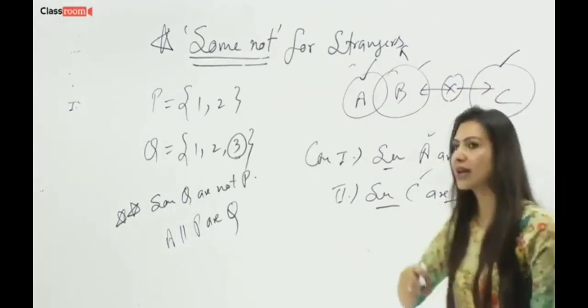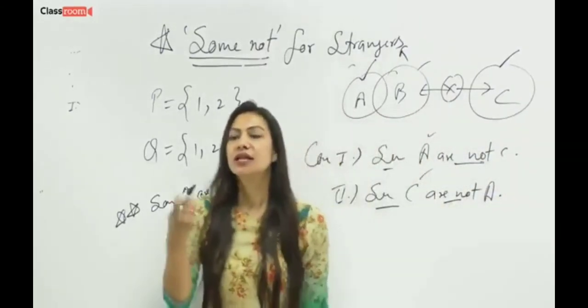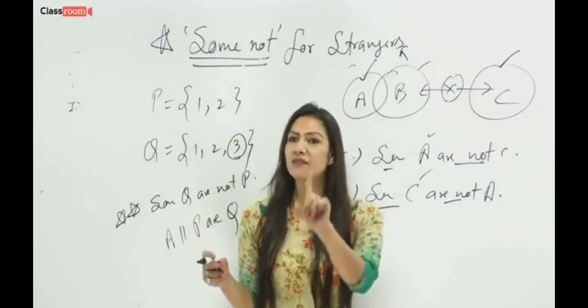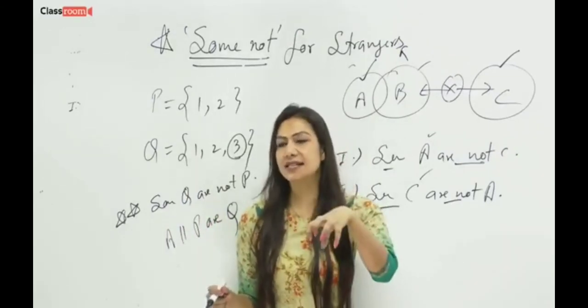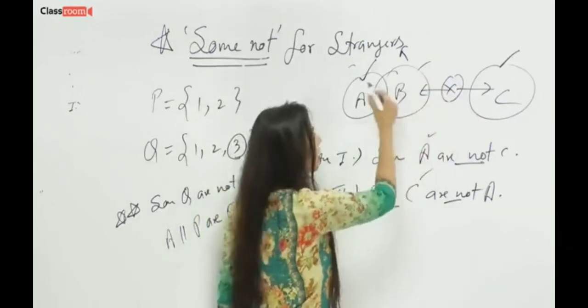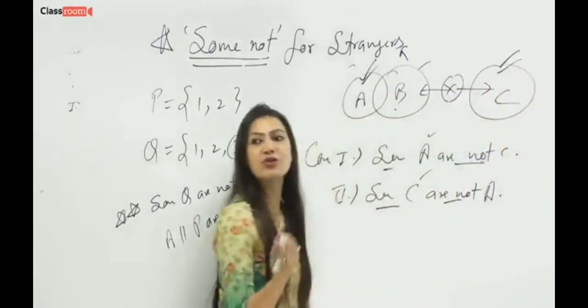Okay, now here starts your learning. If you get confused whether some A are not C or some C are not A is correct: between strangers, there is always one circle existing which gives no. Like this no is because of this B. Because you are checking about A and C, which one is the mediator circle?